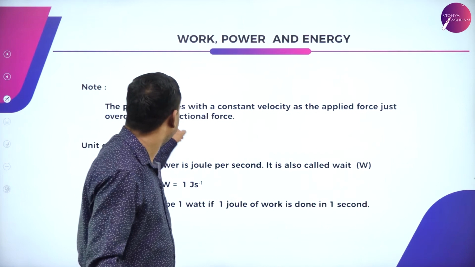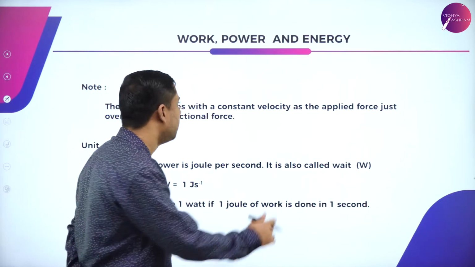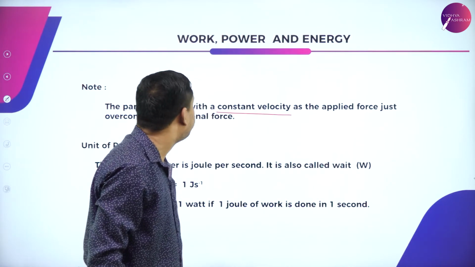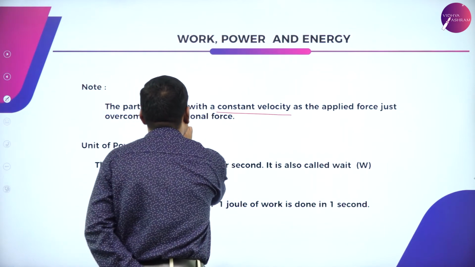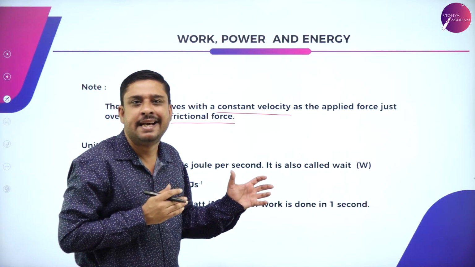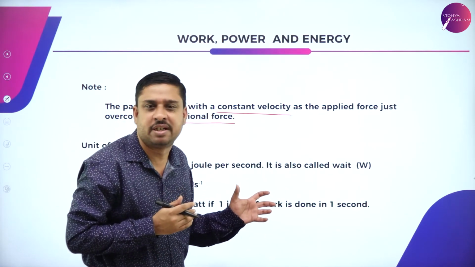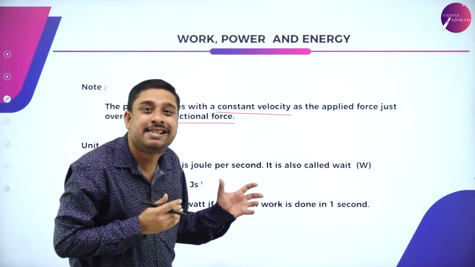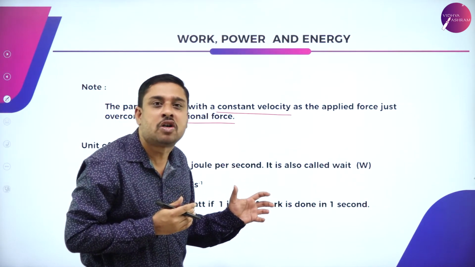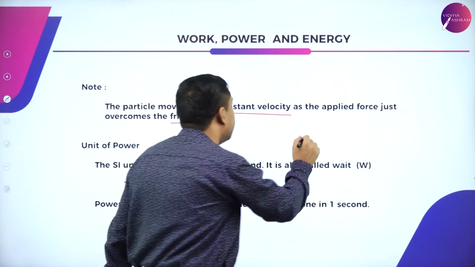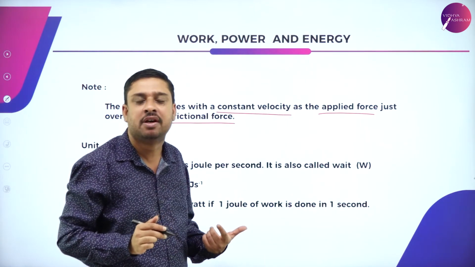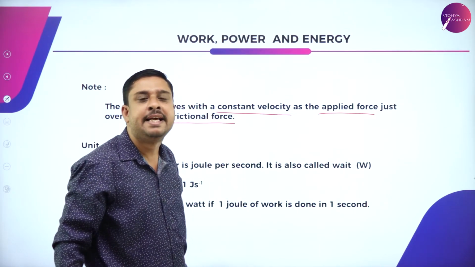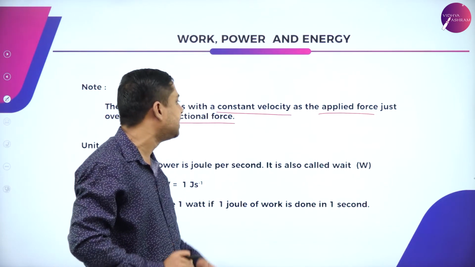Now, the particle moves with a constant velocity when the force overcomes the frictional force. Friction is actually a barrier for motion, and any particle is said to move with constant velocity if the applied force just resists the frictional force, or overcomes the frictional force.